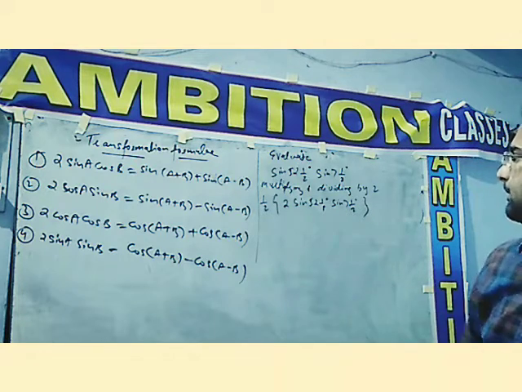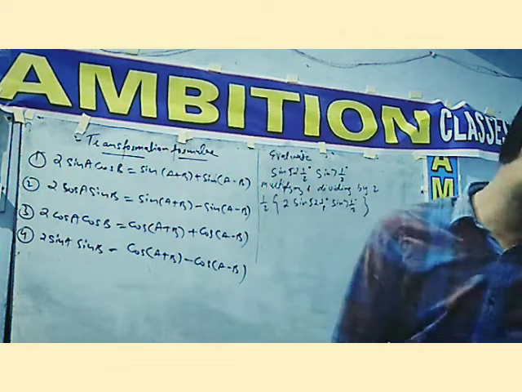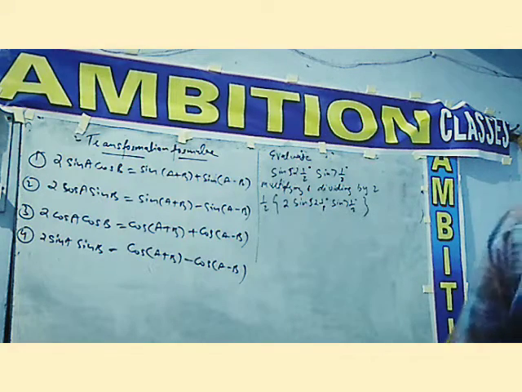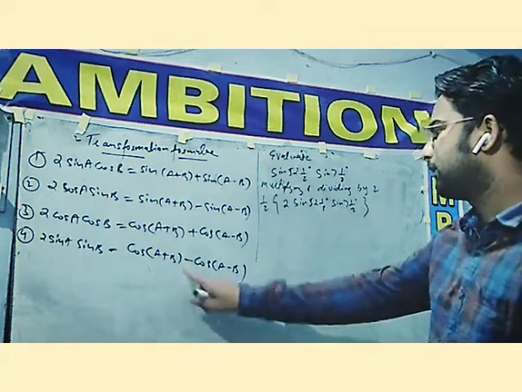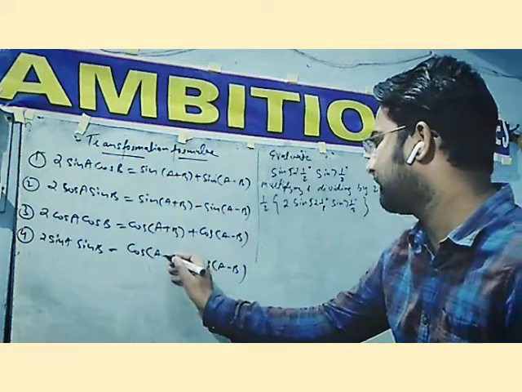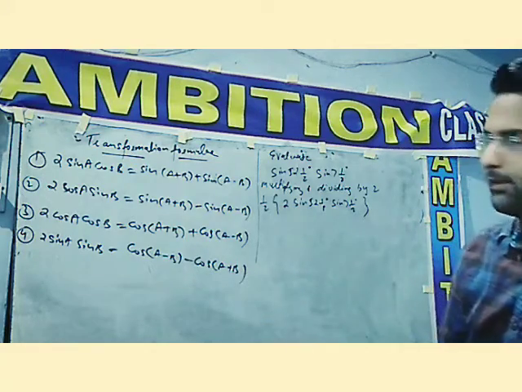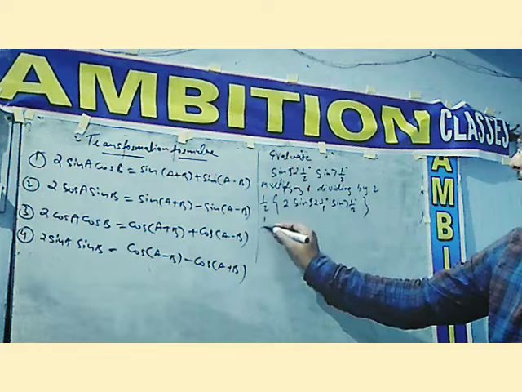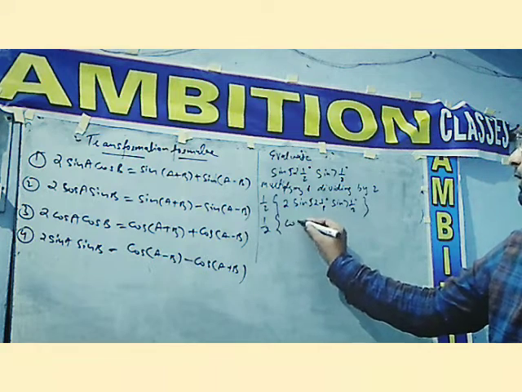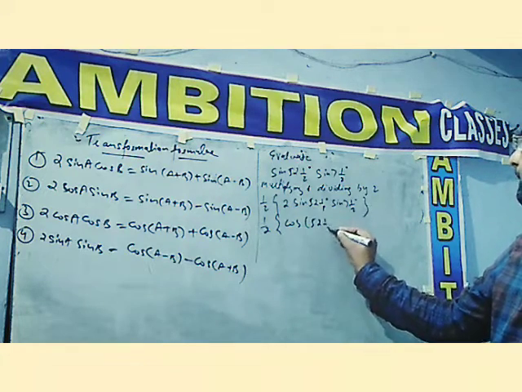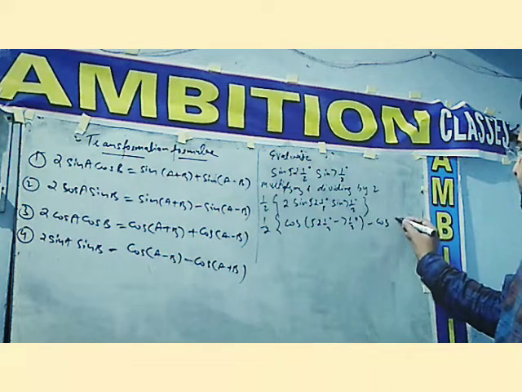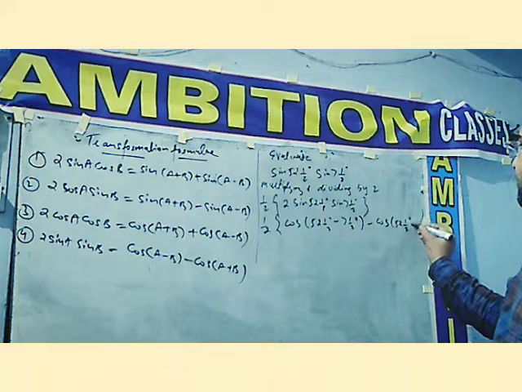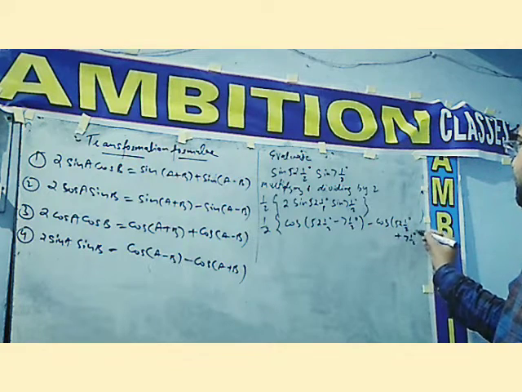Students, so this becomes 2 sine A sine B. For the formula for 2 sine A sine B, we have to apply the formula in terms of cos. Sorry, students, here it will be cos A minus B minus cos A plus B. Little bit mistake, just correct it. So we will have cos A minus B, that is 52 and a half degree minus 7 and a half degree, minus cos A plus B, that is 52 and a half degree plus 7 and a half degree.